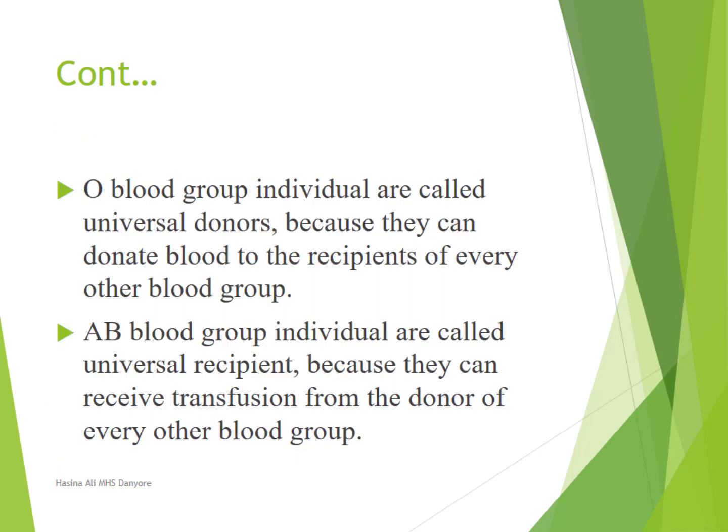O blood group individuals are called universal donors because they can donate blood to the recipient of every other blood group. AB blood group individuals are called universal recipients because they can receive transfusion from the donor of every other blood group.